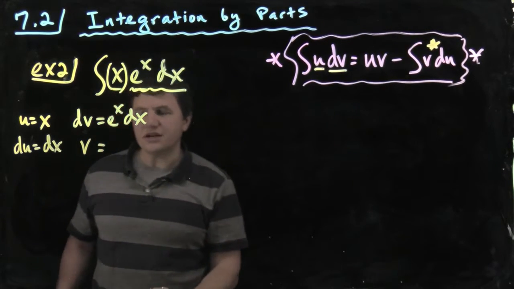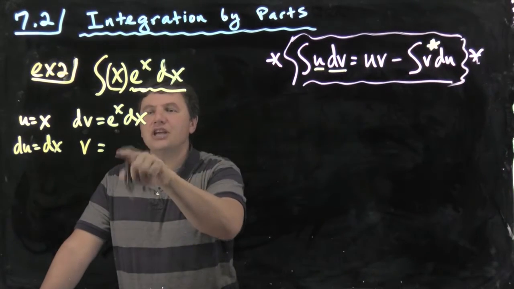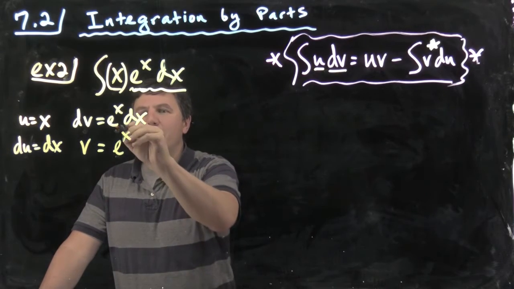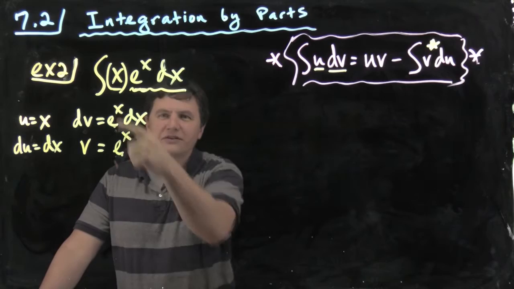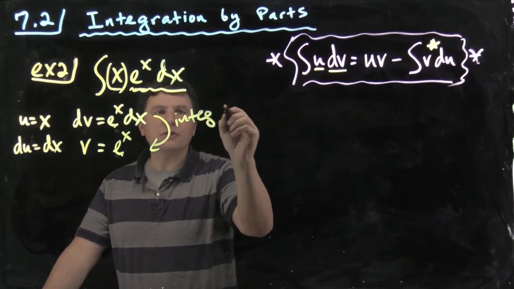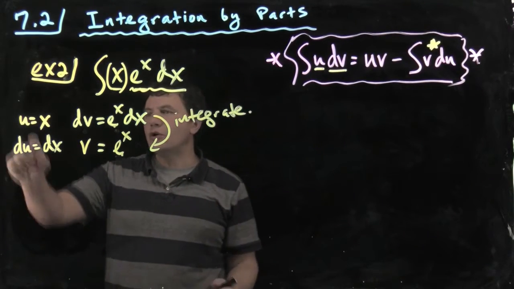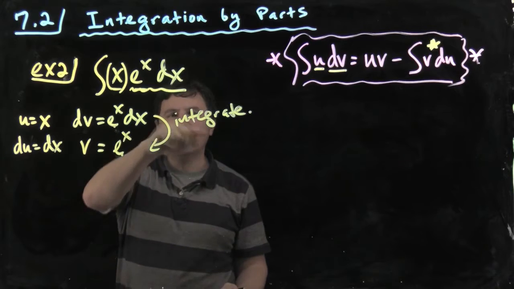I probably should have chosen a different one. So what do I do with the e to the x? Instead of differentiating it, I integrate it. So I'm integrating e to the x, get e to the x. Like I said, probably a bad example to start with because it looks the same. But I'm integrating to get from here to here, not differentiating. So to get from u to du, I differentiate. To get from dv to v, I integrate.